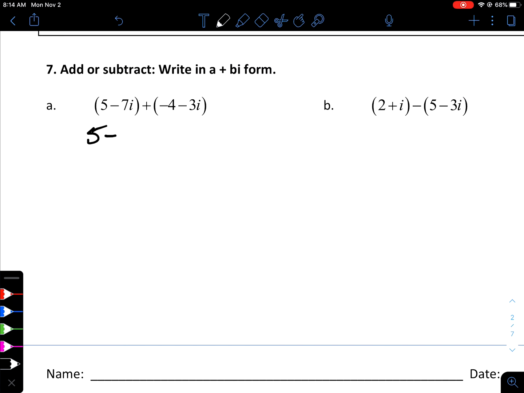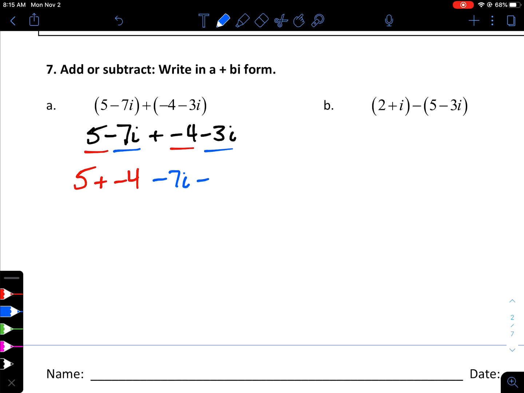So first thing that we're going to do is we're going to remove our parentheses. So 5 minus 7I plus negative 4 minus 3I. The next thing I'm going to do is use the commutative property to group up the real parts. So I'm going to group up 5 plus a negative 4, and then I'll rearrange my imaginary parts. So the minus 7I and minus 3i.